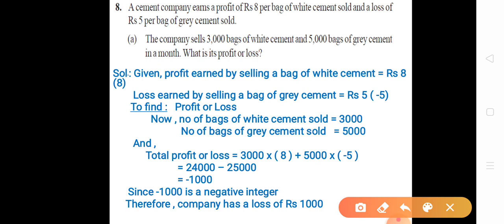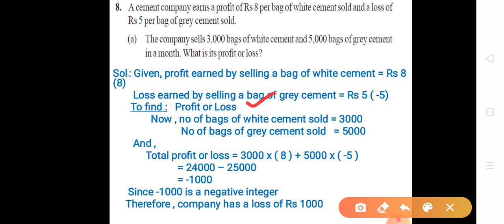Alright, so let's write whatever is given to us. Profit earned by selling a bag of white cement, very easy, rupees 8, or you can take that to be the positive integer. Loss earned by selling a bag of grey cement, rupees 5. As you can see, I have written minus 5 here because loss refers to a negative integer. Now what are we supposed to find out? Overall profit or loss. So let's begin.